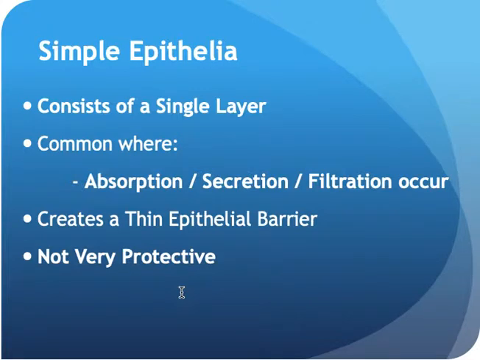So we get simple epithelial, which consists of a single layer. Again, you want to start thinking, okay, if I just have a single layer, it's not going to be very protective for me, right? It's going to be too thin, so it's going to do something different. These ones are going to be common where I do a lot of absorbing, a lot of secretion, a lot of filtration. A lot of times you can guess where we do those in the body. I'm creating a thin epithelial barrier, but because it's so thin, it's not going to offer me a lot of protection. So it comes back to, do I know what the function of each of these cells is going to be and where they'll be found?